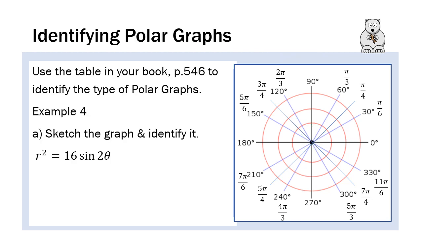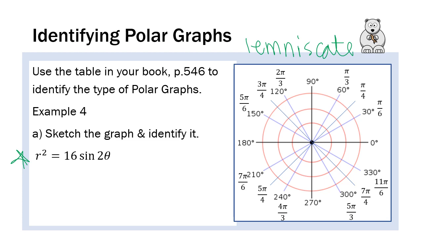Okay, I only have a couple more, because I want to do one of each type. So this one is different. And if you did a lemniscate, know that it's the only one with the r squared.